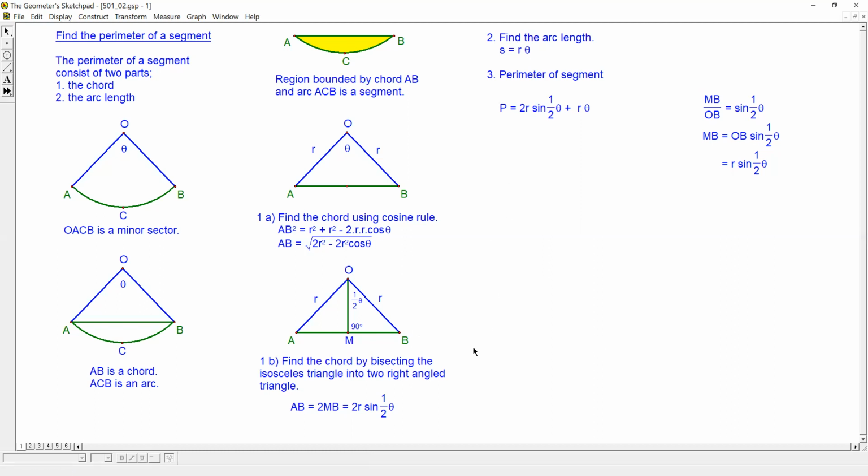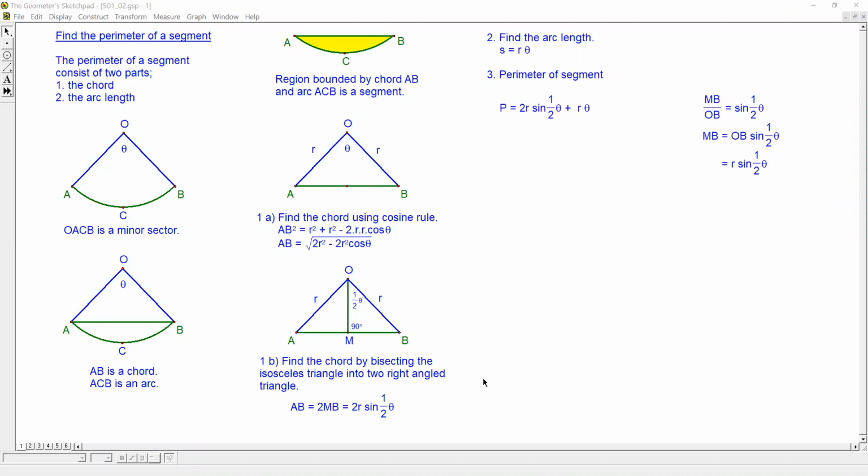So for any question trying to find this straight line AB, can find or not? Using the cosine rule or using the trigonometric ratio. Any question on this? Yes or no? No question.